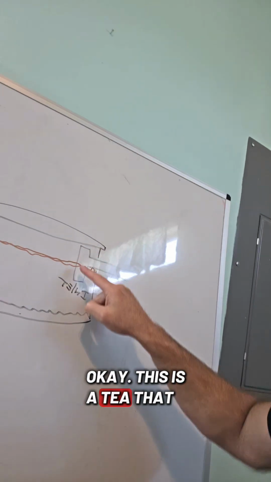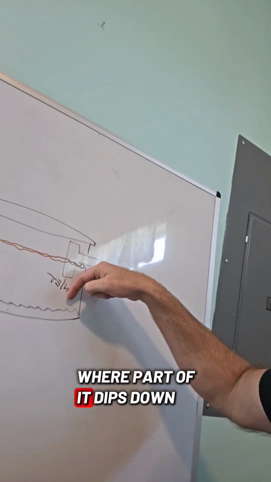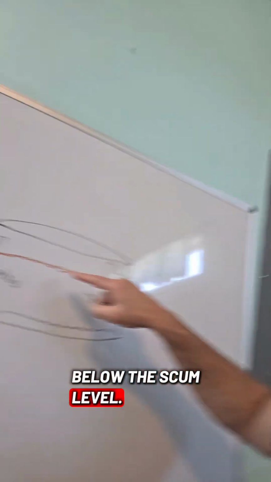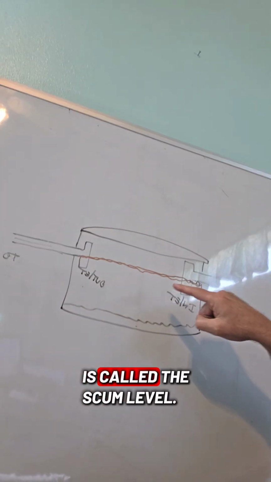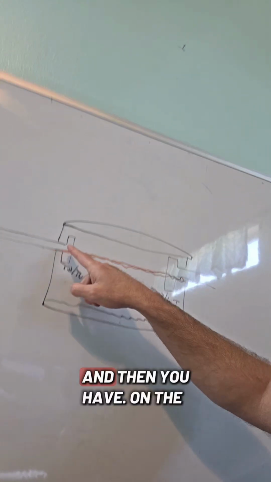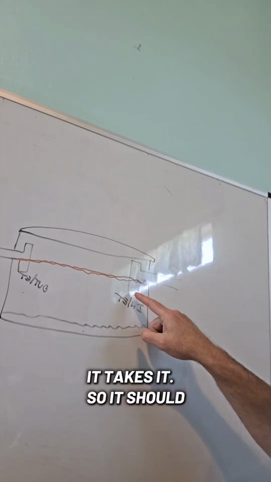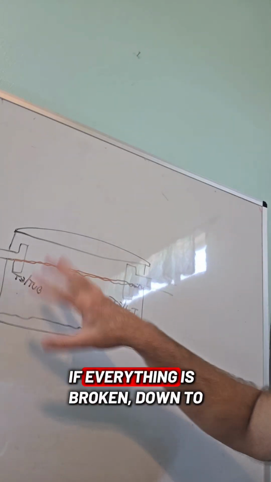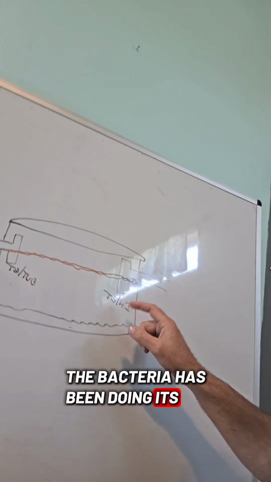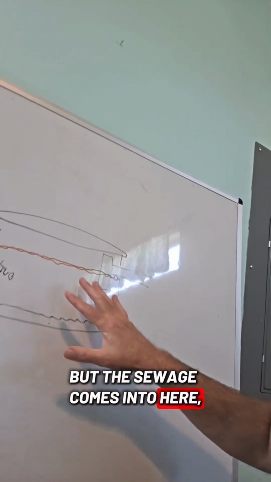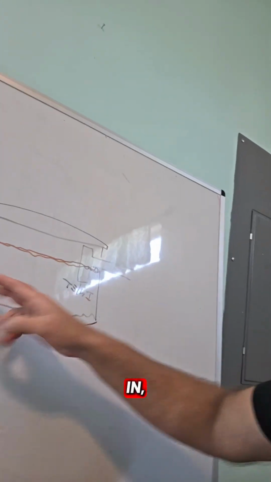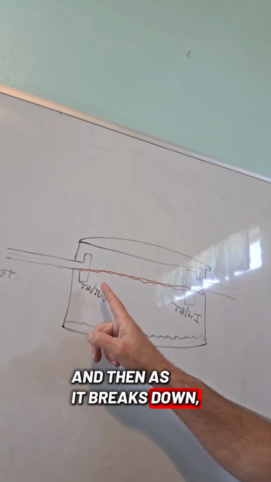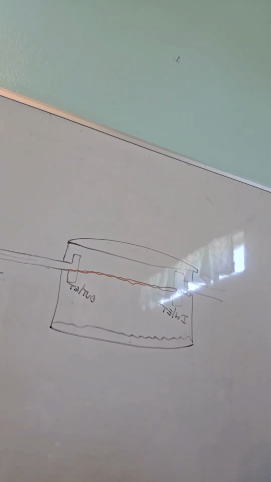Okay, this is a T that sits inside of the tank where part of it dips down below the scum level. That's what this brown part is here. It's called the scum level. And then on the outlet side, it should be pretty much black water, not gray water, on that side if everything is broken down and the bacteria has been doing its job. But the sewage comes into here and it allows it to flow in. And then as it breaks down, it flows out.